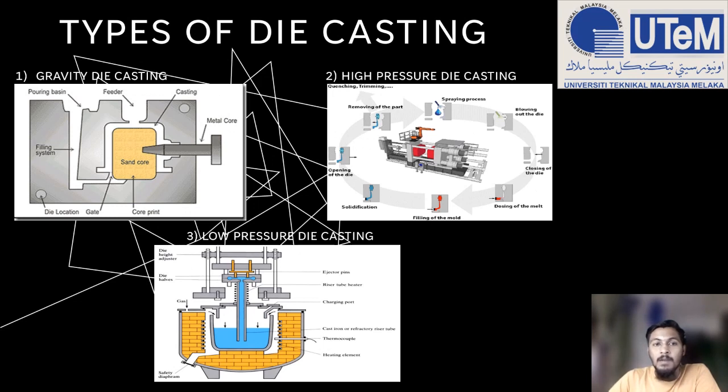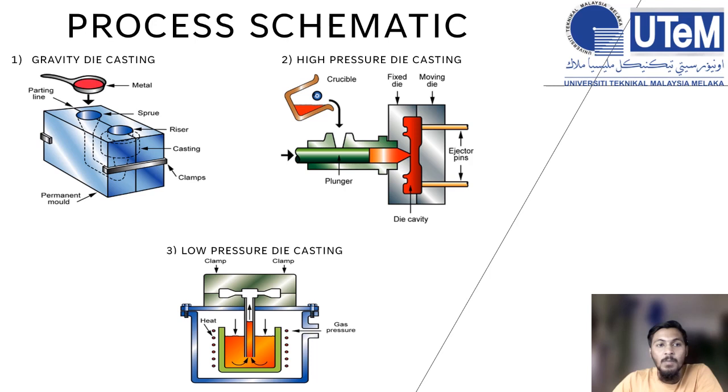Next, in the die casting process, there are three types of die casting process. The first one is gravity die casting, the second one is high pressure die casting, and the third one is low pressure die casting. Now, let's take a look at the process schematic of the die casting. The first one is gravity die casting. The gravity die casting process schematic is pouring molten metal into the pre-milled casting dies under gravity force. The molten metal fills into the casting dies naturally and then gets the desired casting parts. This process is called gravity die casting.